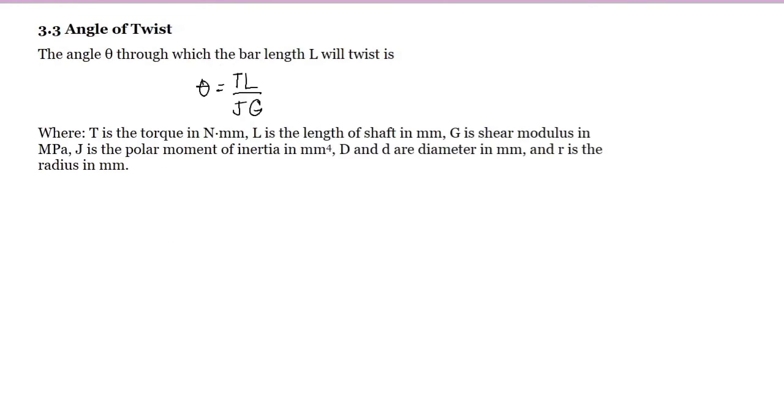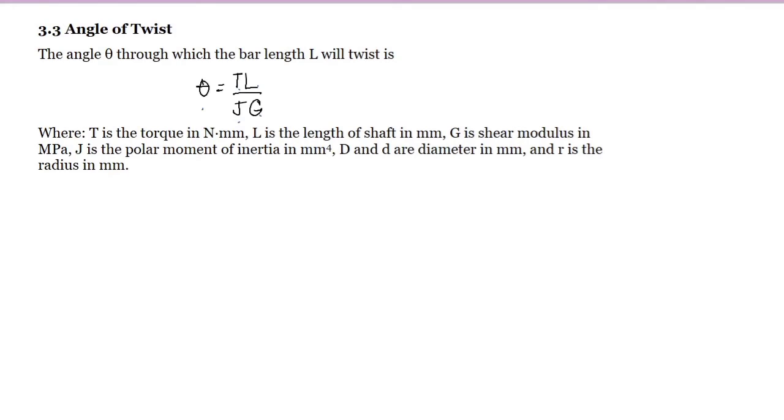Topic 3, the angle of twist. The angle theta through which the bar length L will twist is theta is equal to TL over JG. Panahon ang theta mo ay true love ni Jano Gigs. No? So where T is the torque in Newton mm, L is the length of the shaft in mm, the G is the shear modulus in megapascal, and J is the polar moment of inertia in mm to the fourth. D, capital D, and the lowercase d are the diameter in mm, and R is the radius in mm.